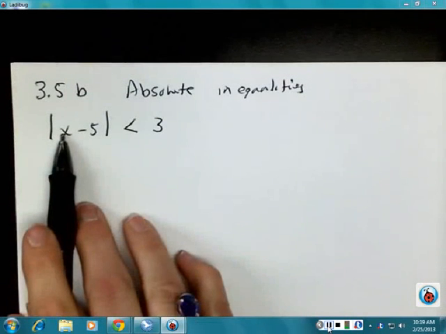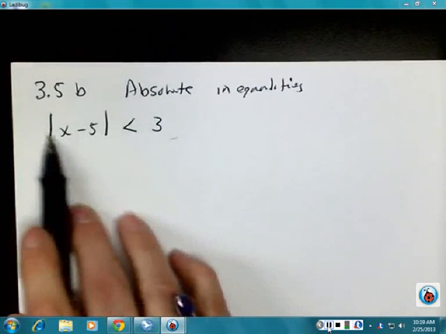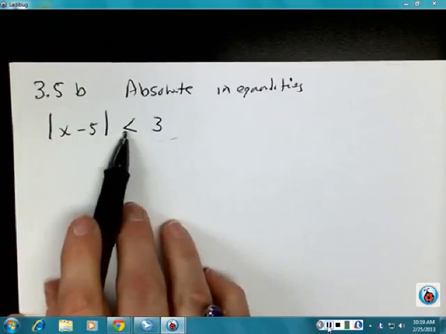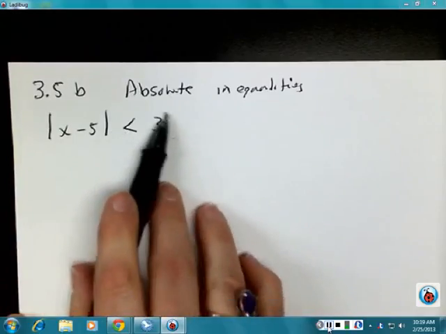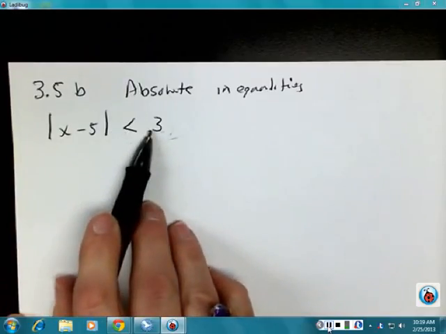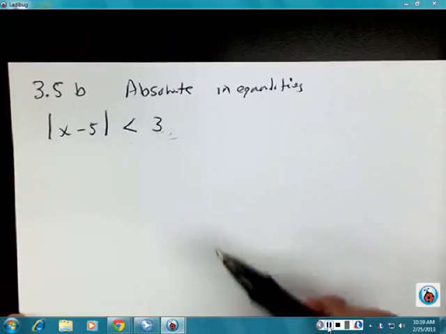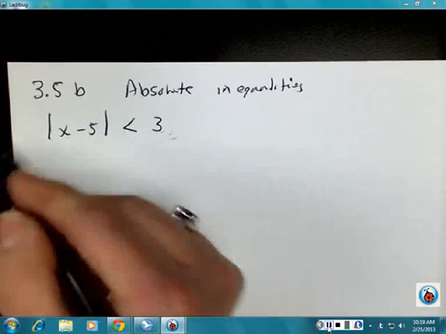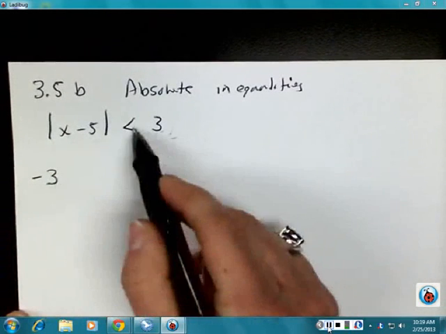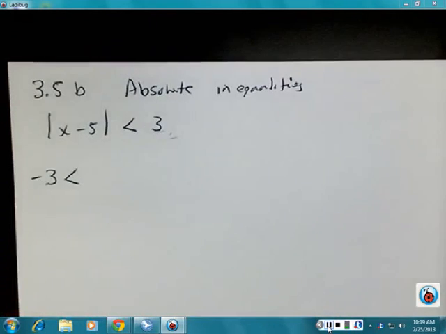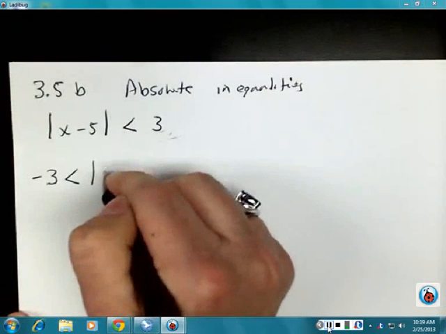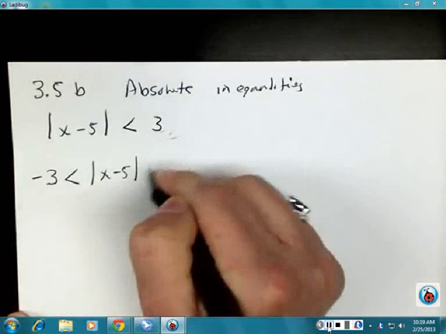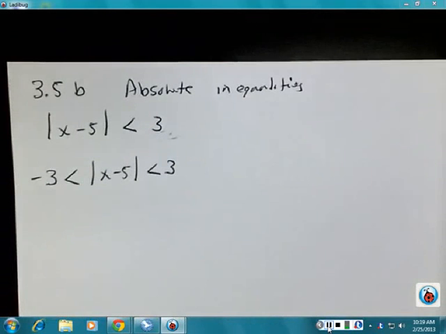Just as in the last section, we have some possibilities. This could be a positive 3, or it could also be a negative 3. So to set it up, you put a negative 3, keep the exact same symbol, put your absolutes in the middle, and that will set up your two pieces.